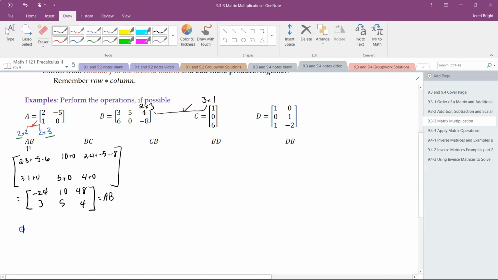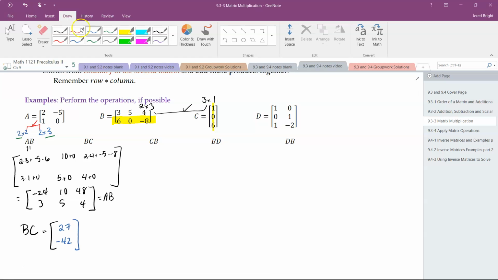So when I do BC, I take row times column, and I end up getting 3 plus 0 plus 24, or 27, in there. Now I don't have any more columns to go through, so I have to switch the row. When I do that, I get 6 plus 0 plus -48, so I get -42. And so that's matrix product BC.